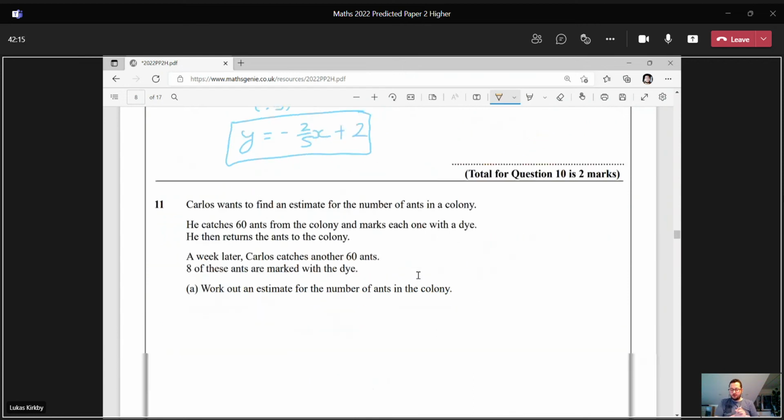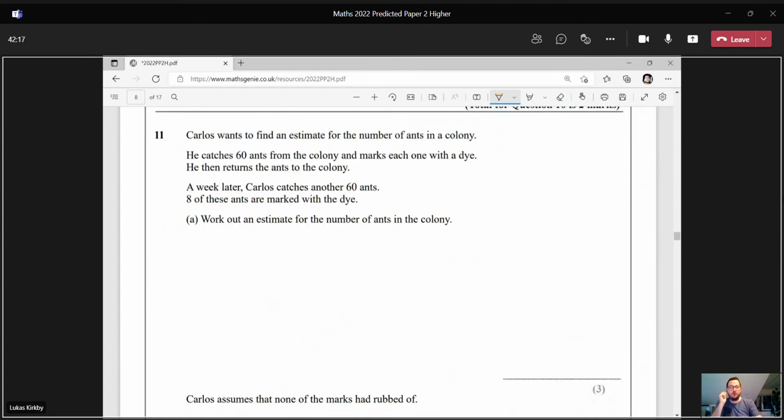Okay, number 11. So Carlos wants to find an estimate for the number of ants in a colony. He catches 60 ants from the colony and marks each one with a dye. He then returns the ants to the colony. Okay. So a week later, Carlos catches another 60 ants. 8 of these ants are marked with a dye. Okay, work out an estimate for the number of ants in the colony.